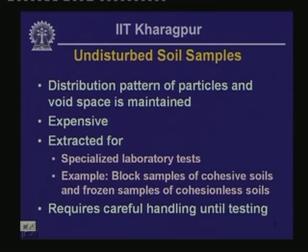Examples of undisturbed soil samples include block samples for cohesive soils and frozen samples of cohesionless soils. How to extract frozen samples? In order to extract undisturbed samples of loose cohesionless soils, it is almost essential to freeze a certain volume of soil underground, and use the procedure of rock coring that we are going to discuss in the next little bit, to obtain a core of the frozen soil. So that is the procedure used for extraction of undisturbed soil samples of cohesionless soils.